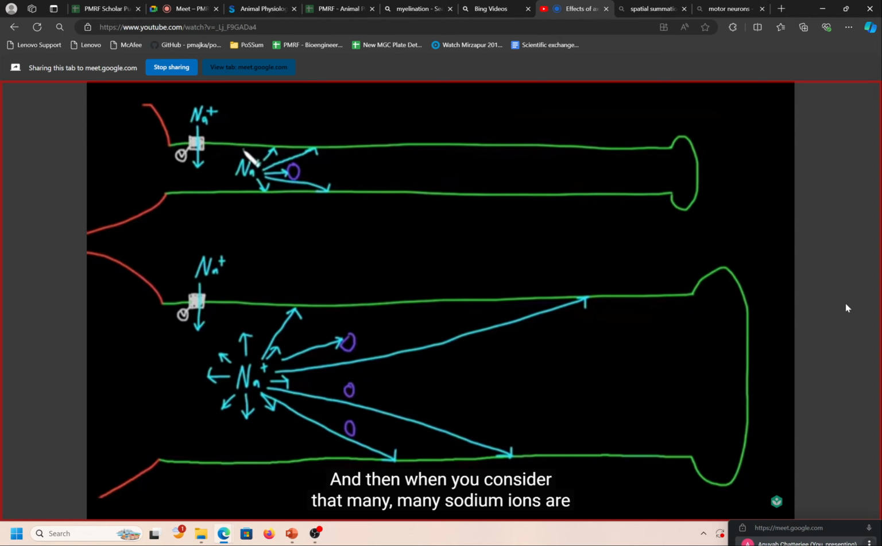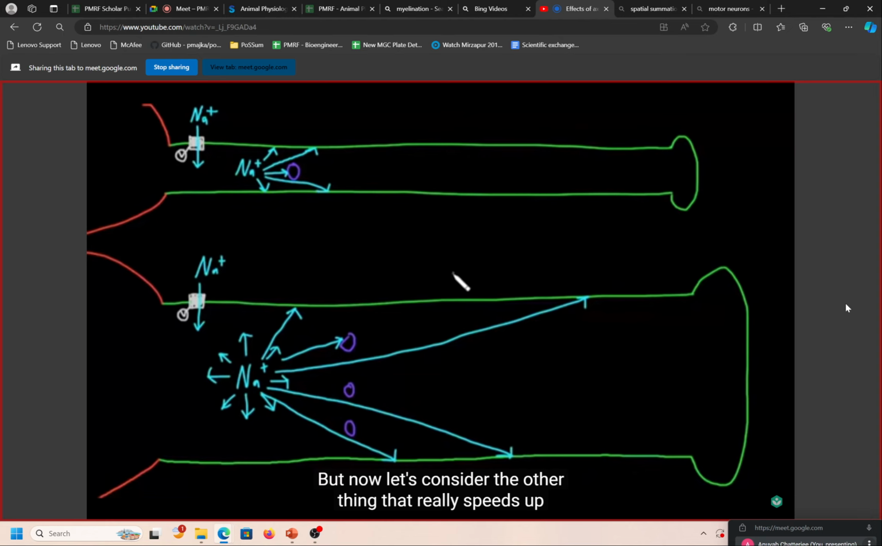And then when you consider that many sodium ions are coming in and you average all those average speeds together, it's going to turn out that in the larger diameter axon, the ions are going to move faster on average down the axon because they have more potential pathways to travel before colliding into things. And since the speed of action potential conduction is related to the average speed of ions moving down the length of the axon, then action potentials will be conducted faster down a larger diameter axon than down a smaller diameter axon. At least this is the way I like to think about it.